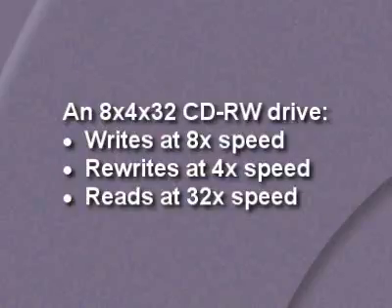Now, just like CD-R drives, a CD-RW drive also has a speed rating. And like a CD-R drive, it has a write speed and a read speed, but it also has a CD-RW write speed. So it has three parameters. Again, all of these are multiples of the original 150 kilobytes per second 1x speed defined by the first CD-ROM drives. For example, if you had an 8x4x32 CD-RW drive, that meant that it could write as a CD-R at 1,200 kilobytes per second. It could write to a CD-RW disk at 600 kilobytes per second, and it could read at 4,800 kilobytes per second.